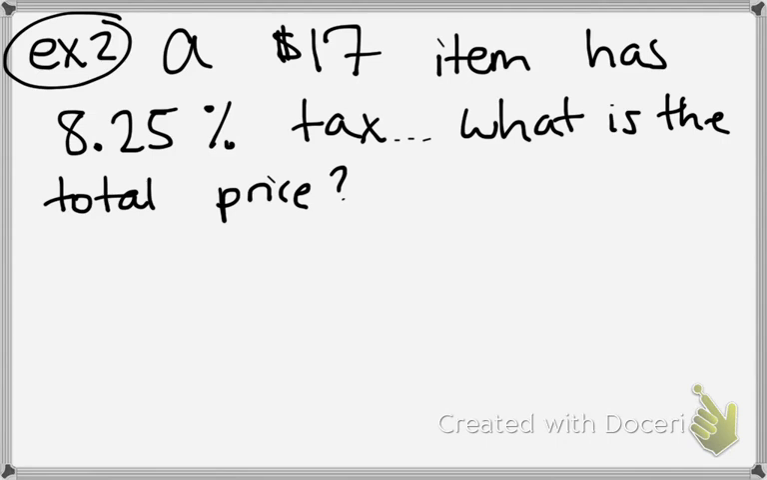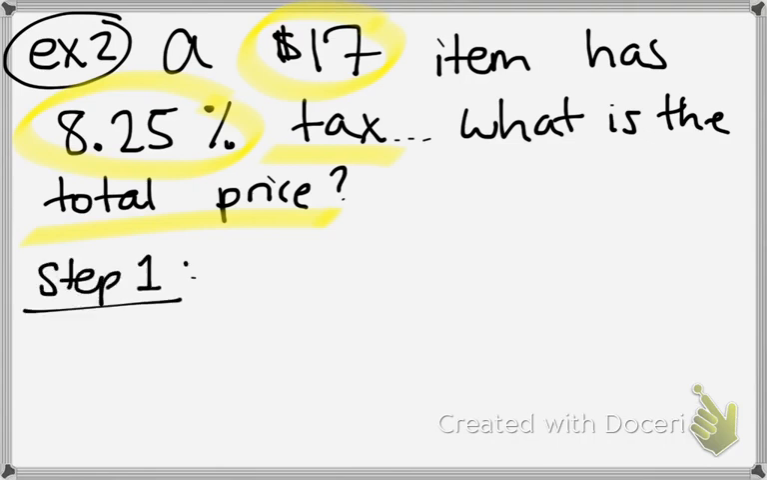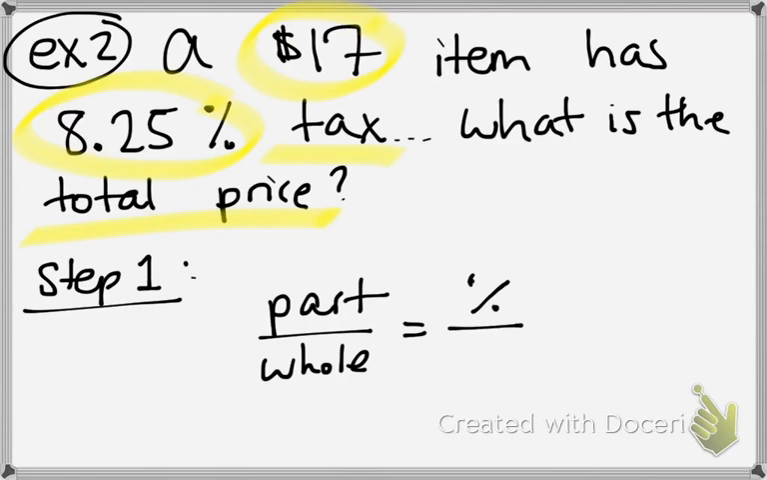Okay, so now our last example. A $17 item has an 8.25% tax. What is the total price? Okay, so again, step one, whenever we see a percent, we know we need to use the percent equation. Part over whole equals percent over 100. And we know tax is not a discount, so we're looking for the sales tax. And it's not going to be percent change because it doesn't say percent change.